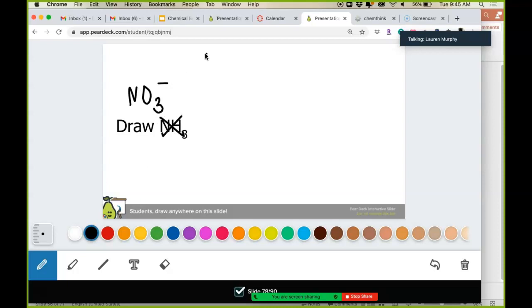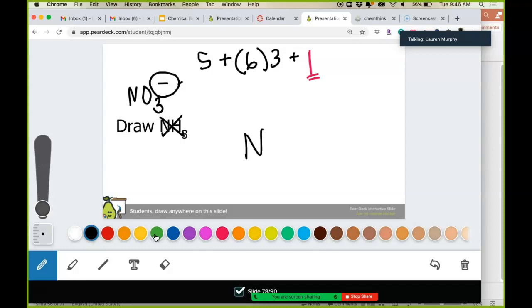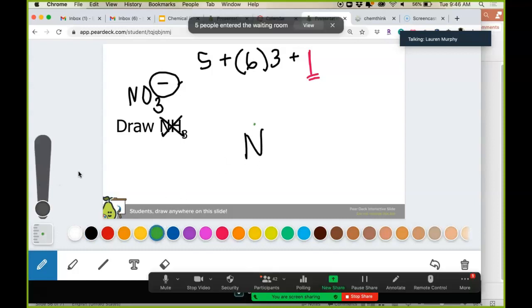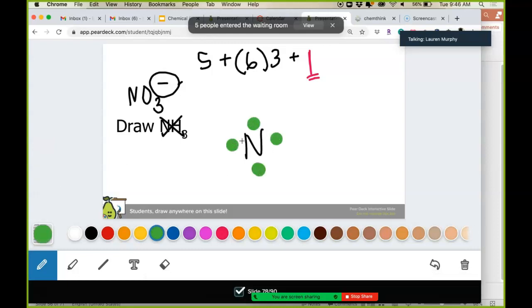So ready, nitrogen has 5 valence electrons, plus oxygen has 6 valence electrons, and there's 3 of them. And then this -1 means I get to add 1 extra electron. So obviously nitrogen in the middle, and nitrogen has 5 valence electrons. 1, 2, 3, 4, 5.